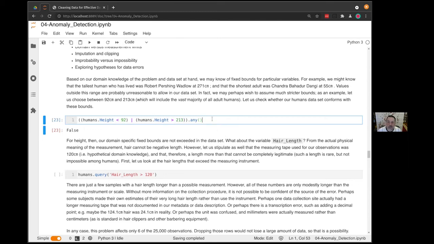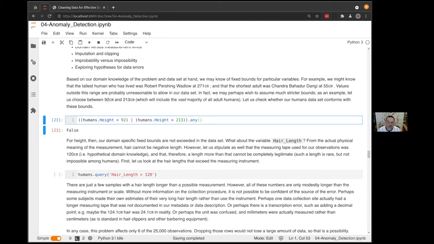I forget exactly why I chose those numbers. I do have a little note about the tallest human ever, Robert Pershing Wadlow, who was 271 centimeters, and the shortest adult human, Chandra Bahadur Dangi, at 55 centimeters. So those are definitely outliers, but those are not incorrect observations. Those are very rare, very, very tall and very, very short people, but they were actual living humans that had those very, very unusual heights. Nonetheless, in data that we observe, we're very unlikely to come across those particular world record tallest and shortest people.